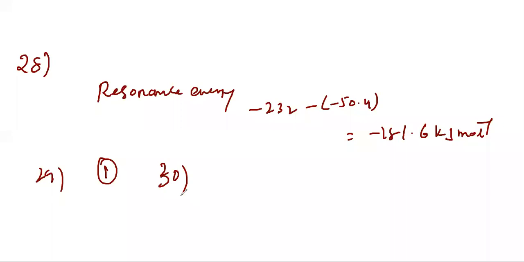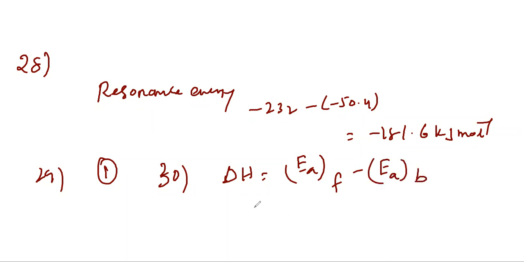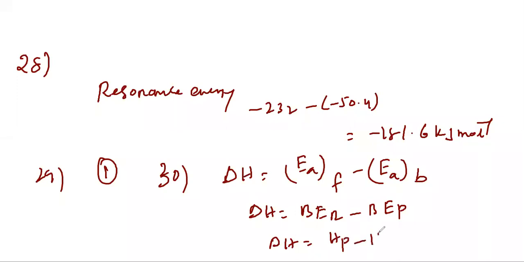30th question, students. Heat of reaction is given by delta H equals energy of the formation of products minus energy of the forward reaction minus backward reaction. Delta H equals bond enthalpy of reactants minus bond enthalpy of products. Delta H equals heat of products minus heat of reactants. So all the above is the correct answer. So D is the correct answer. Is it clear, students?